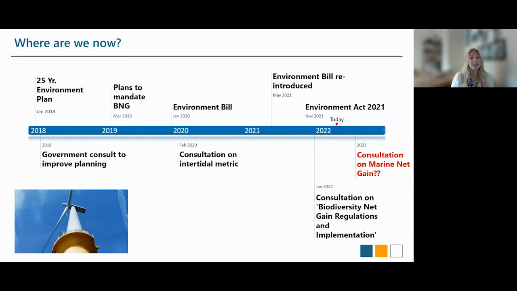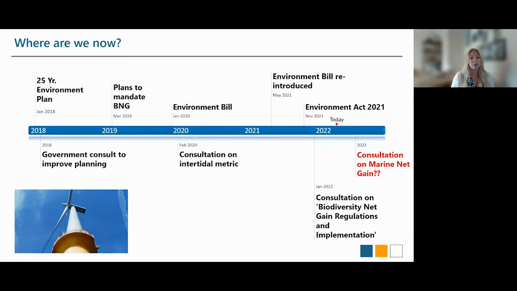Although the Act is now in place, net gain won't technically become mandatory for 2 years, so not till November 2023, but in reality, we are actually seeing it being requested already. And then in January of this year, Defra issued a further consultation on some of the policy implementation of biodiversity net gain. That consultation closed fairly recently on the 5th of April, and we're just waiting to hear some of the responses from that.